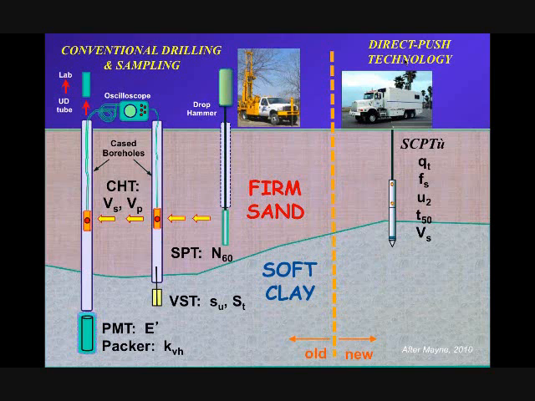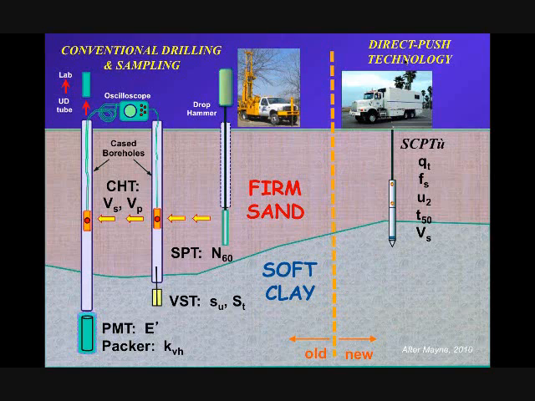So this is a slide that Paul Mayne has used, and I borrowed it from him, as an example comparing conventional drilling and sampling, where if you want to get a lot of information about the ground, you often have to do a lot of different things, maybe standard penetration test, in addition to things like field vane and pressuremeter, maybe cross-hole to get shear wave velocity, so that you can fully characterize the ground.